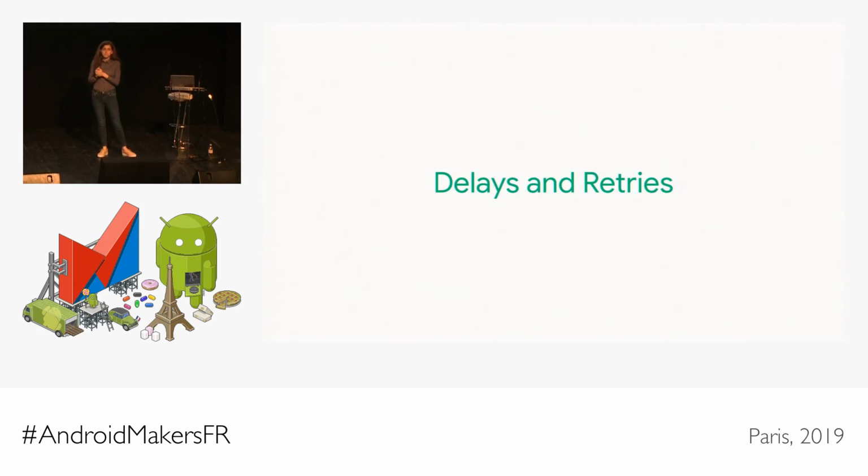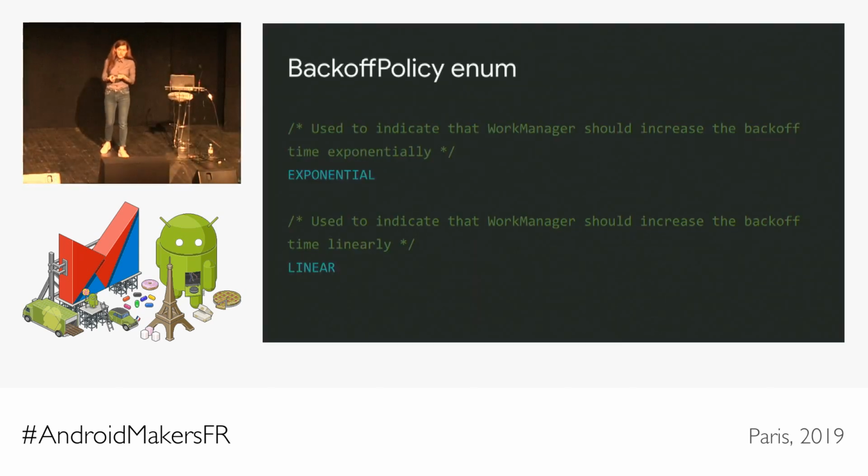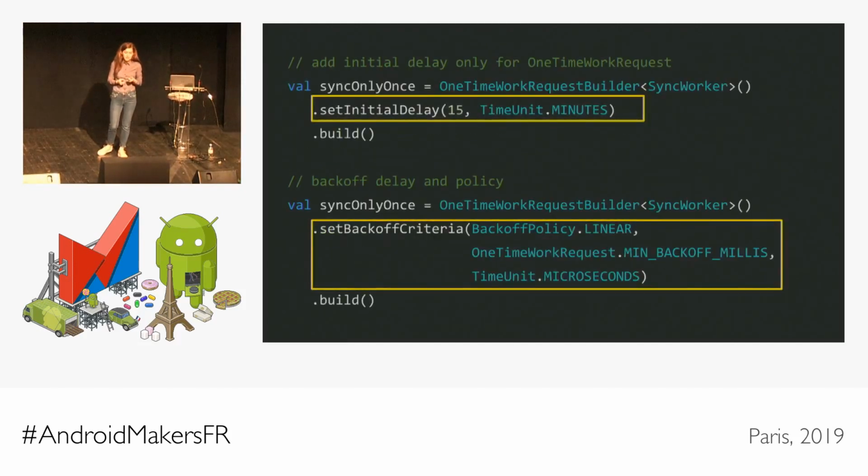Okay. Maybe our task should be run at a specific time, or maybe if our task is not successful, I mean we have some issues during the execution, we would like to retry. And in this case, we have the BackoffPolicy enum, and this indicates that the WorkManager should increase the backoff time exponentially or linearly. And for one-time work request, we are able to set an initial delay. And to set up the backoff delay and policy, we'll use the method setBackoffCriteria.